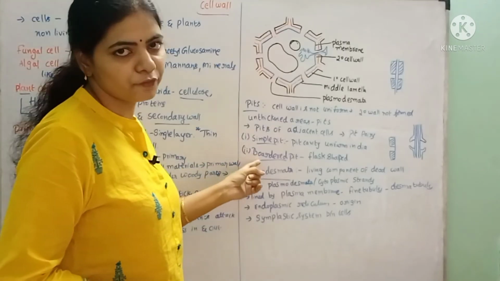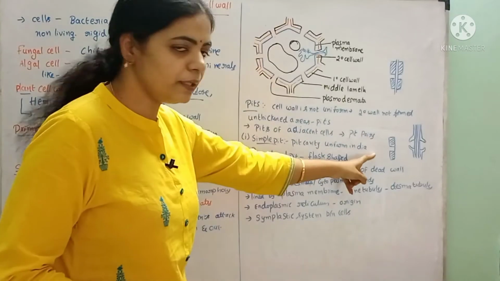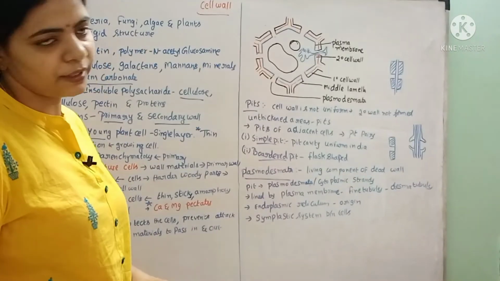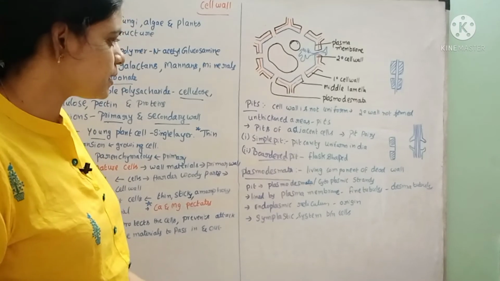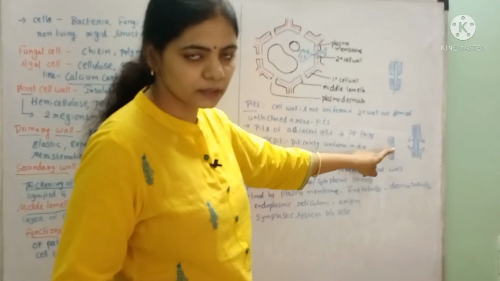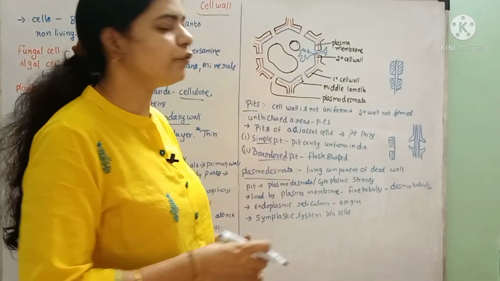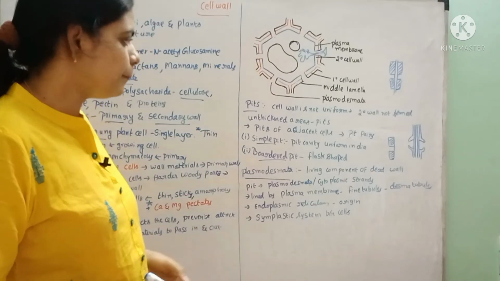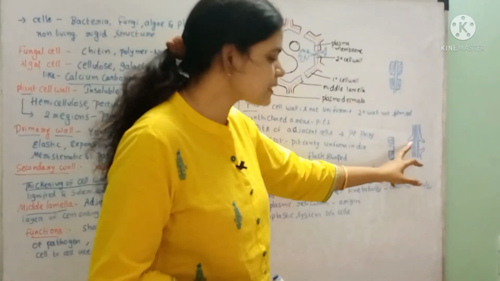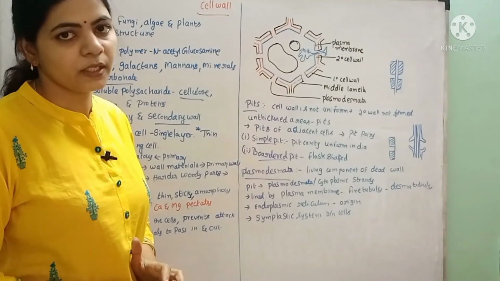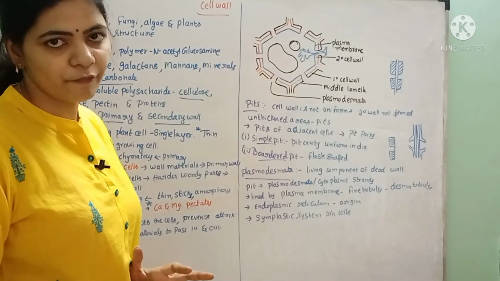And these pits are of two types. One is a simple pit and the other is a bordered pit. Simple pit means the pit cavity is uniform all over. The diameter of the pit is uniform in all directions. That is called a simple pit. If the pit is in the form of a flask shaped structure, that is called a bordered pit. Like this, there are several different types of pits present.